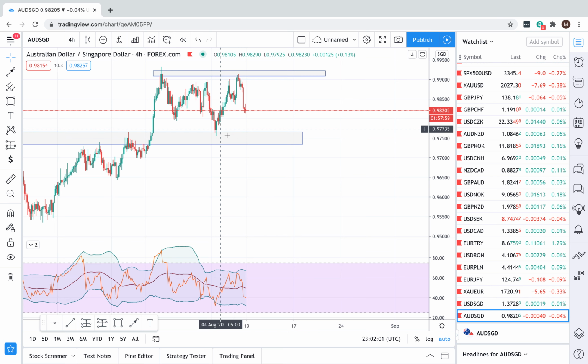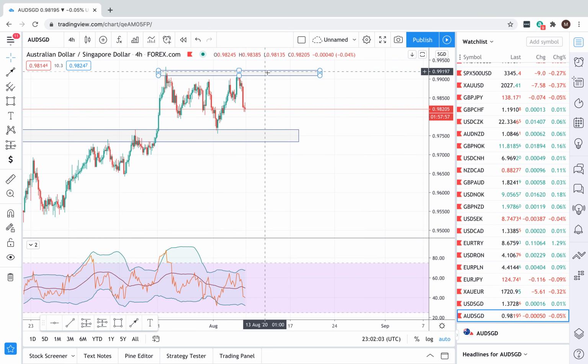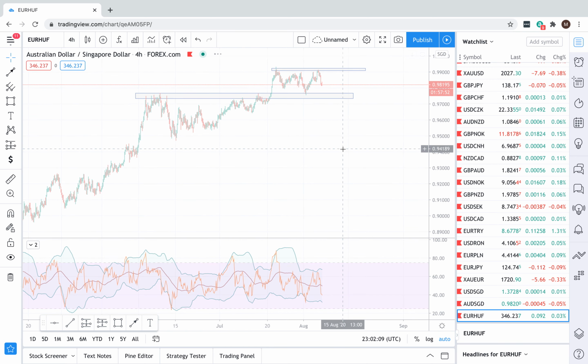So AUD SGD, missed this setup over here, but we can have a break of this level and a retest to go long, or another retest of this level to go long as well.